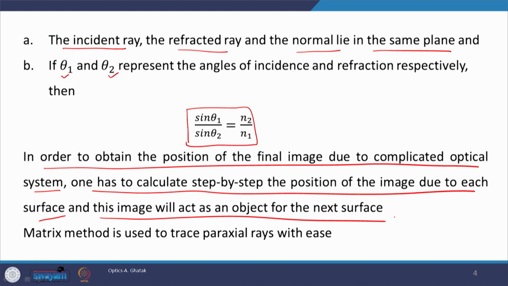Therefore, to deal with this situation, people devised a very quick method, called the matrix method, and it is used to trace paraxial rays with ease. In paraxial optics it is used to trace the paraxial rays. It can quickly tell us the direction of the refracted ray irrespective of the complication in the optical system involved. With this we will move towards the matrix method in paraxial optics.